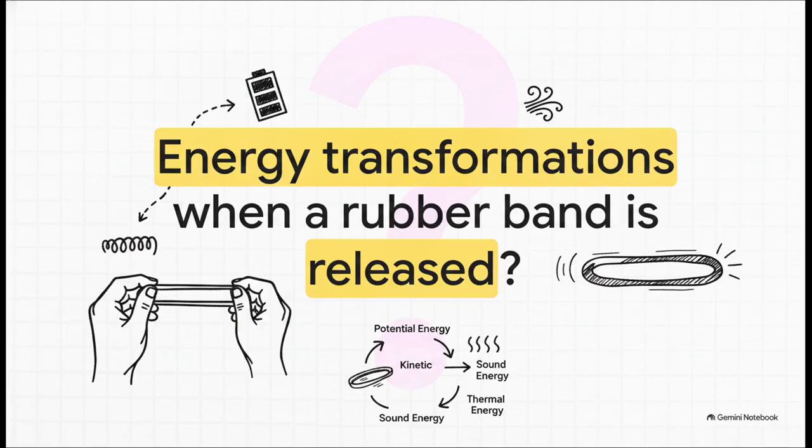So imagine you're holding a tightly stretched rubber band. You're holding it completely still, and then you let it go. What are the exact energy transformations taking place there? Where does the energy go when this system changes? I want you to think about what kind of stored energy it has right before you release it. Then think about what happens the exact millisecond it leaves your fingers. I want you to trace that energy.